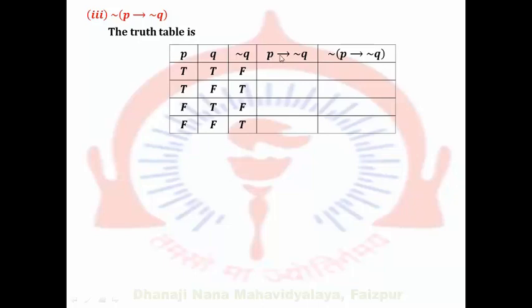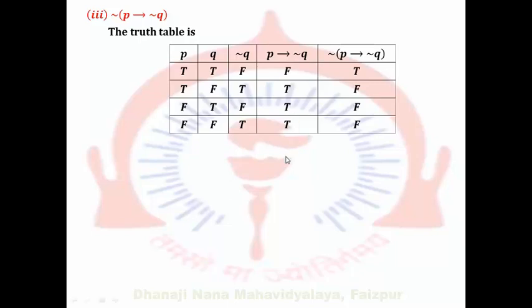Now we have to find P implies negation Q. We know that for implication it is T, F, F: whenever P is true and negation of Q is false, then and only then P implies negation Q is false, otherwise it is true. So here we have F, T, T, T. In the first row there is only F, the other rows are true. So this is the column for P implies negation Q, and its negation is simply T, F, F, F. So this is the truth table for negation of P implies negation Q.